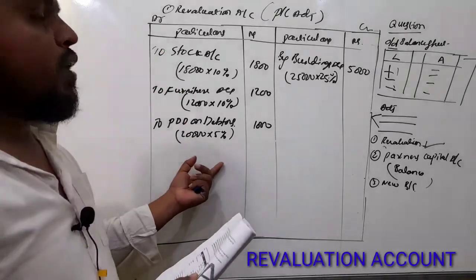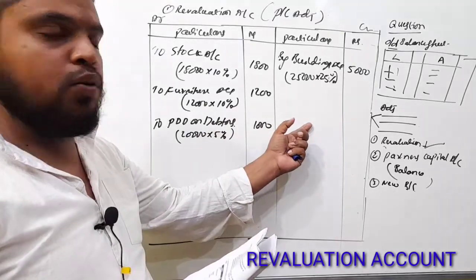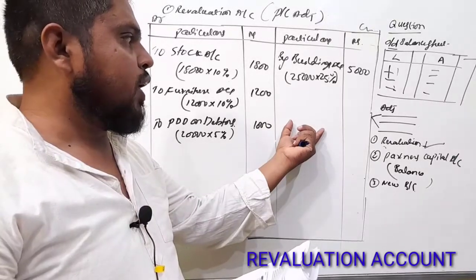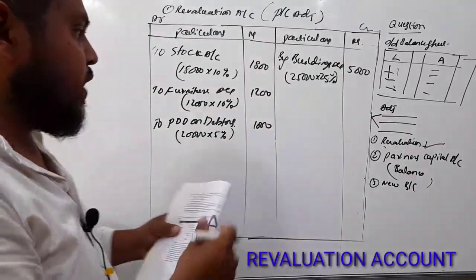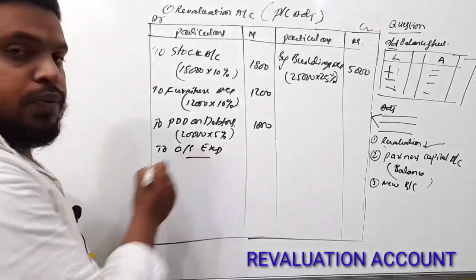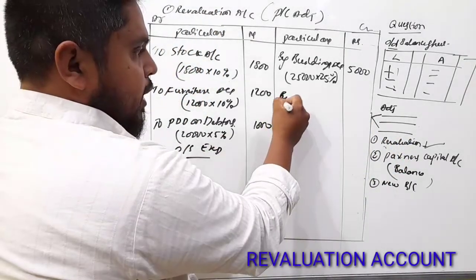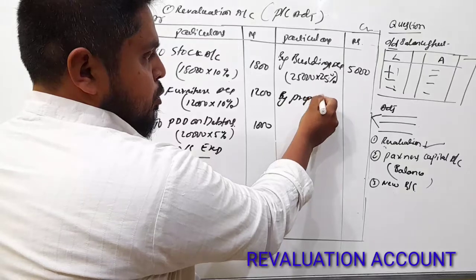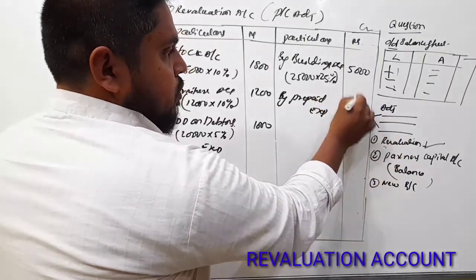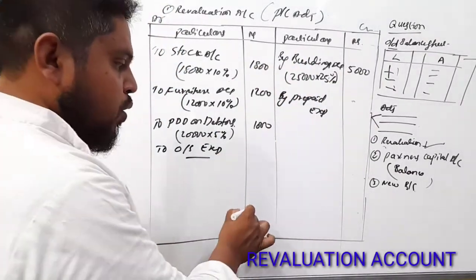So under revaluation account we have taken all the adjustments except capital and goodwill. So debit side we had recorded all the expense and losses, and credit side we had recorded all the incomes and gains. So if you get any outstanding expenses in the adjustment, debit side we have to record. If you get any prepaid expenses in the adjustment, so here we have to record. So in this adjustment, there is no outstanding and prepaid expenses. Now we can close it here.